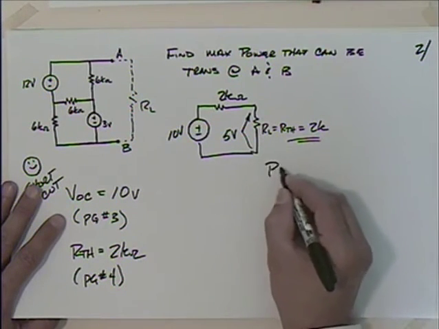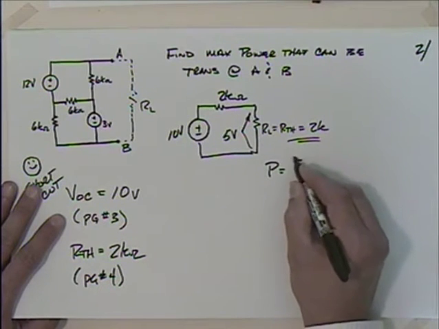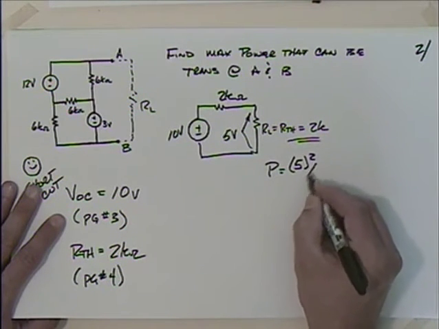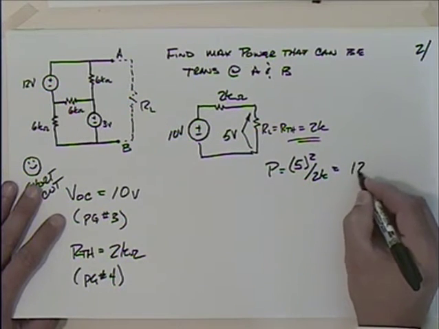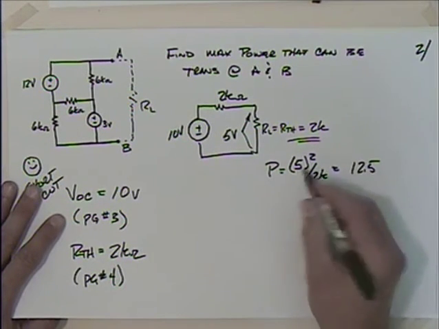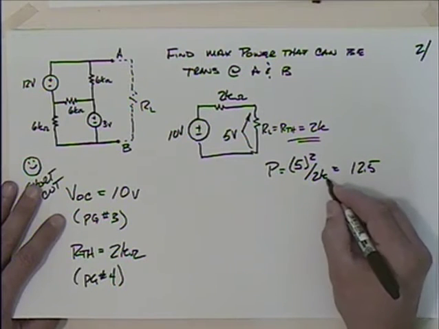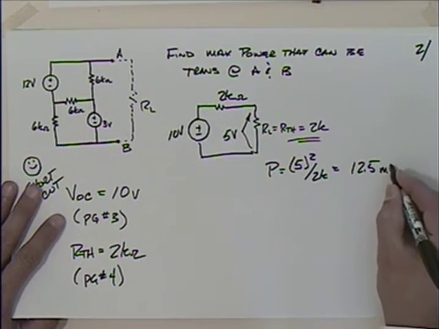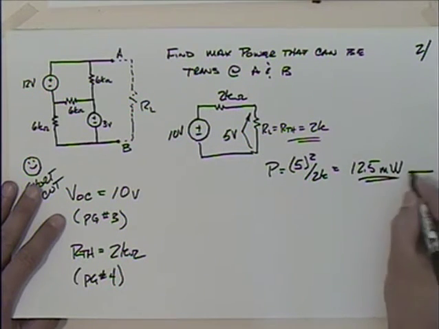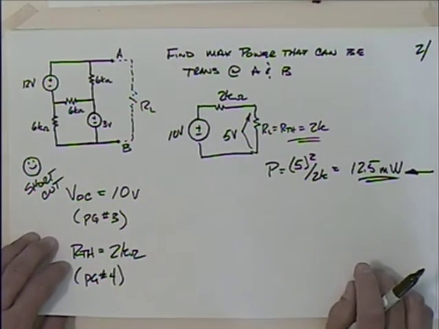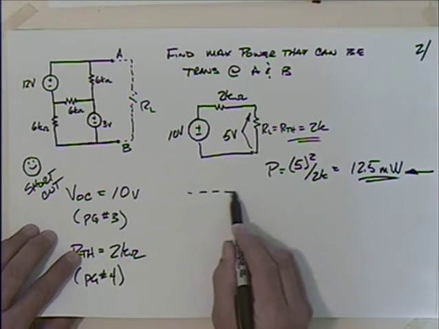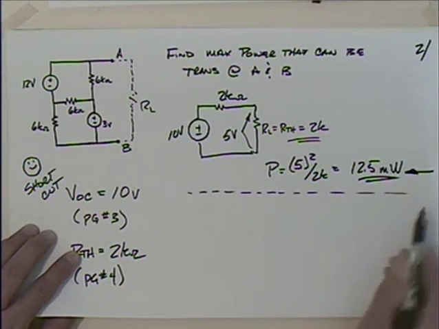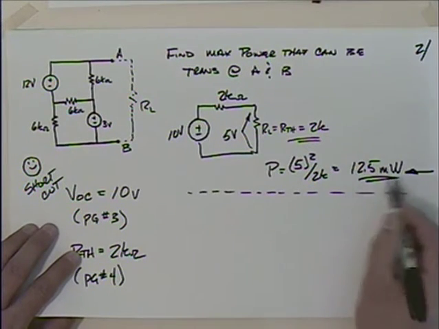I could say then that power is equal to 5 squared divided by 2K, which is 25 over 2, 12.5. Because I have the K in there, I'm going to get milliwatts. 12.5 milliwatts. Now, I don't know that it said we had to do a Thevenin, but we came up with that answer.